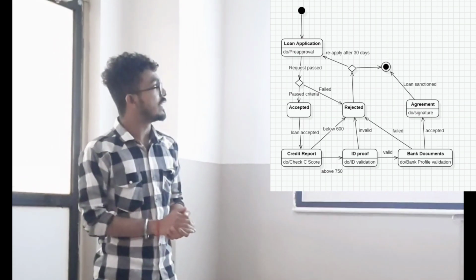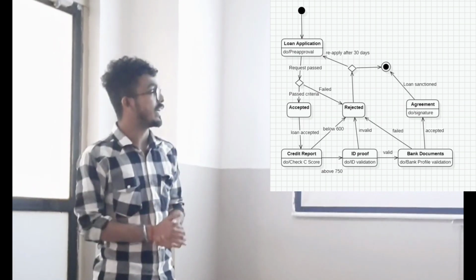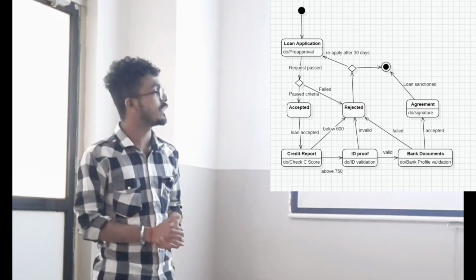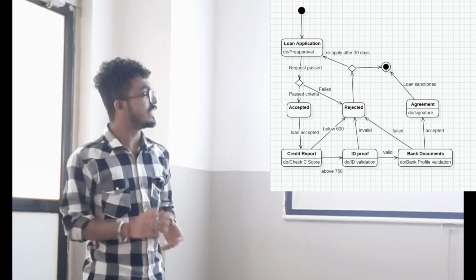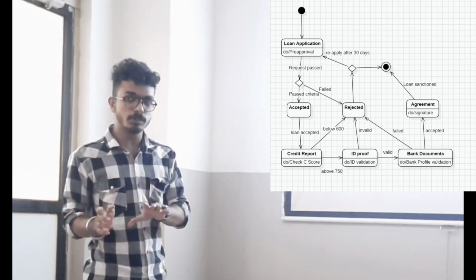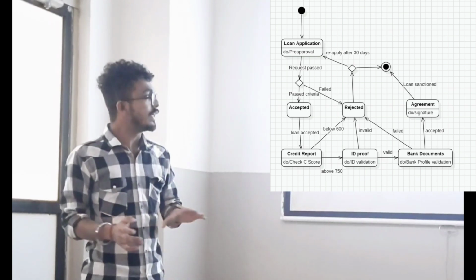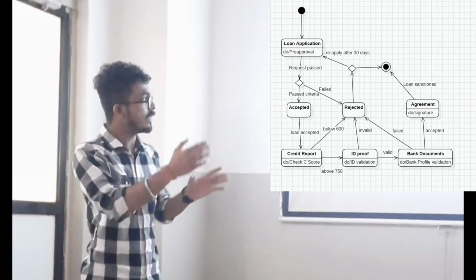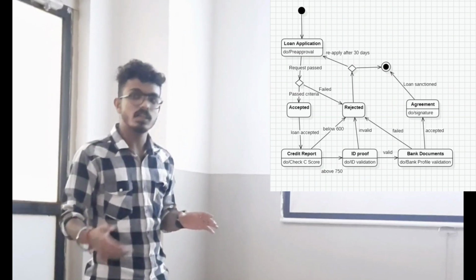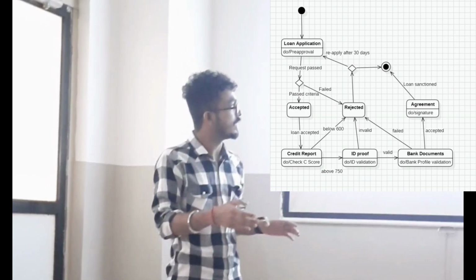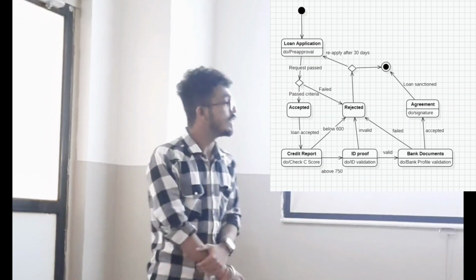Then the request is being passed, and this diamond shape is known as a decision node. It decides whether the criteria is being passed for applying for a loan. If the criteria is passed, it will go into the next step. Otherwise, it will traverse to the rejected state.